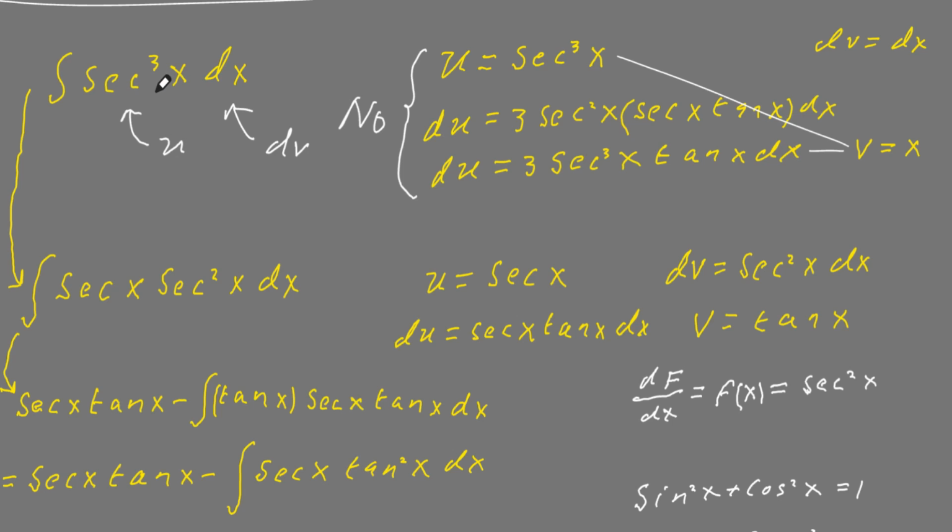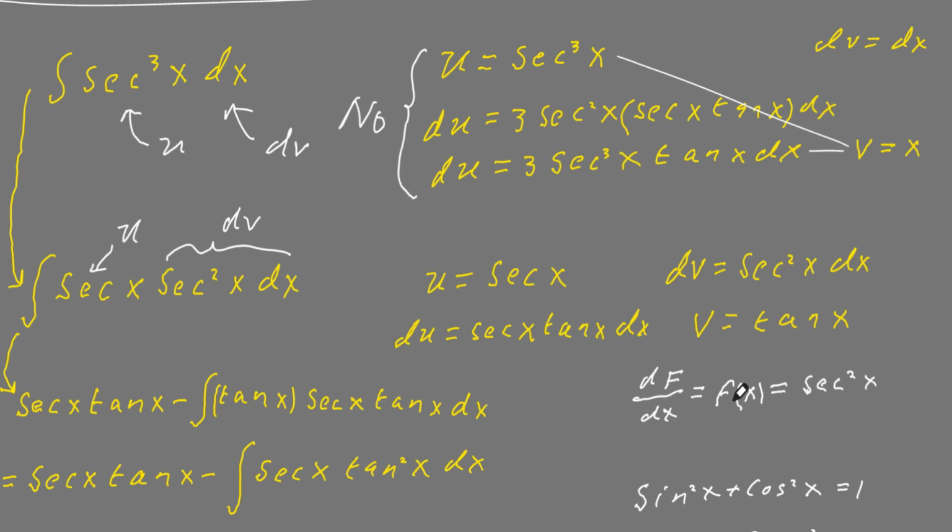So what you could do over here is take the secant cube x and split it into secant x times secant square x. And then you can let dv equal secant square x dx, and you can integrate that fairly easily. And what's left over will be equal to u. So I'll have u is equal to secant x and dv is equal to secant square x dx. So v is just going to be equal to the integral of secant square x dx, but that's just equal to tangent x, and that's because the derivative of tangent x is equal to secant square x.